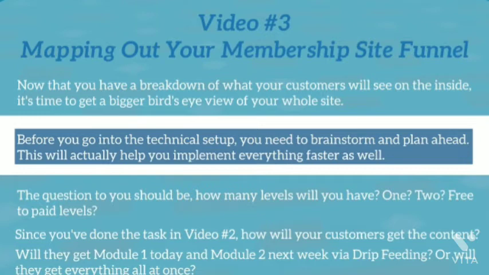Now, you don't have to do it that way. You can have module 1 on one day, module 2 next week, module 3 the next week. Or you can do something like module 1 the first 2 days, module 2 the second 2 days, and so forth. So really what it comes down to is you can specify how you want it to be drip fed. Or will everybody get everything all at once? That's something you really need to figure out right now, before you actually begin the setup process.